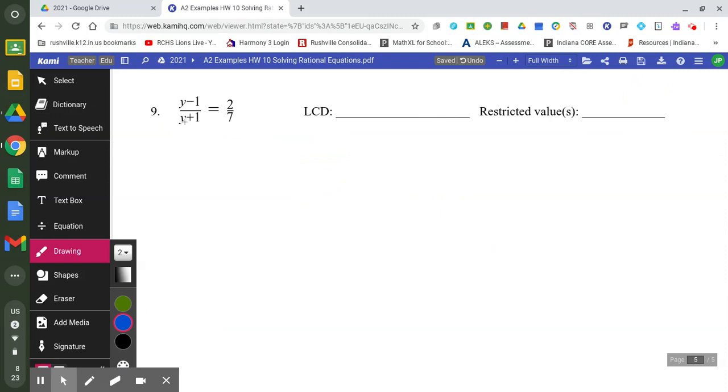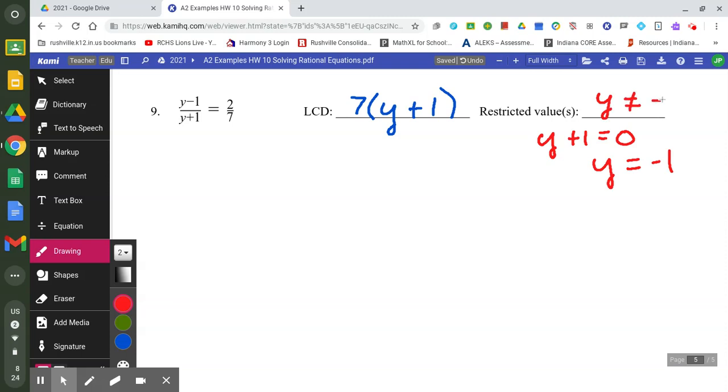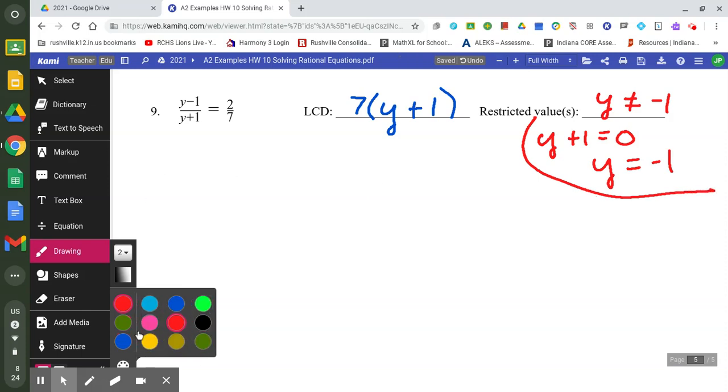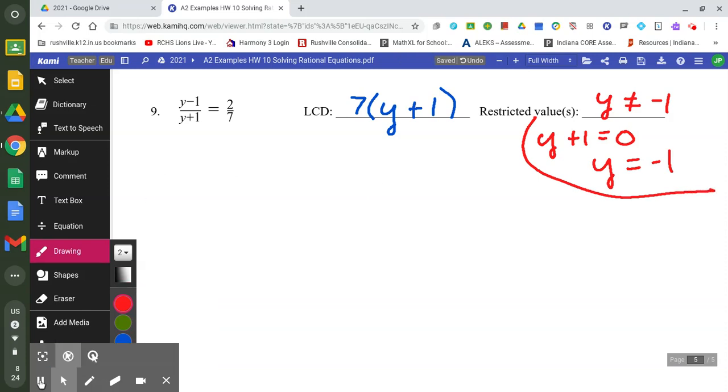So on number 9, I have y plus 1 and 7. So the only way I can make those a least common denominator is to multiply them together. So 7 times y plus 1 is going to be my least common denominator. And so my restricted value, I'm going to take that y plus 1, set it equal to 0, and then solve. And so that means that I cannot get negative 1 as a solution. Or I can get it, but it is not a solution. So then I'll set up the problem with the least common denominators.